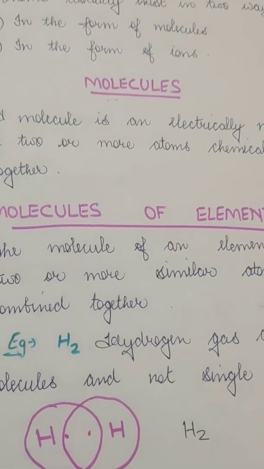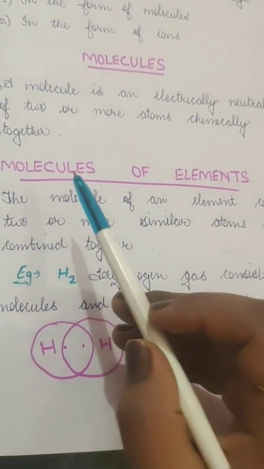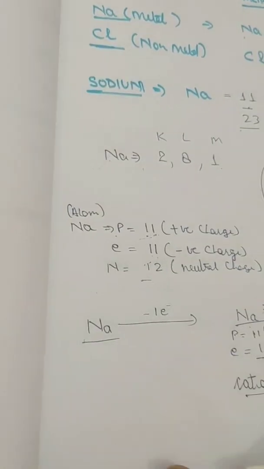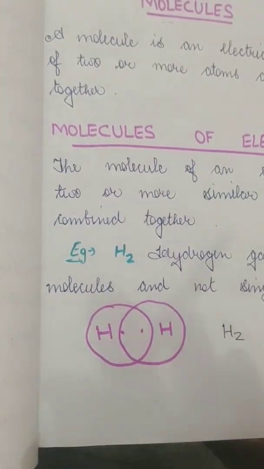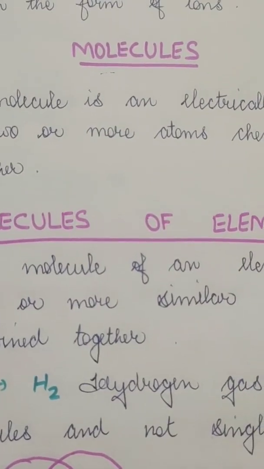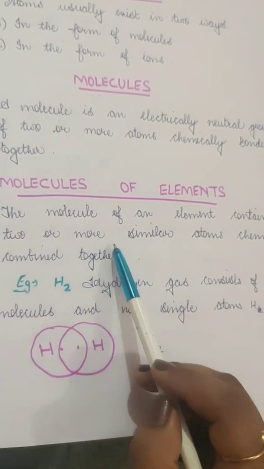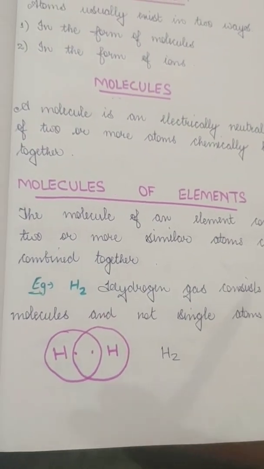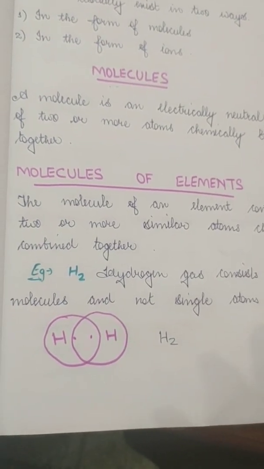Now next is the molecules of elements. We will be reading about two things, molecules of elements and molecules of compounds. Because we have read about compound formation before, we are reading about elements first. Molecules of an element means when the same atom combines twice. The molecule of an element contains two or more similar atoms chemically combined together. When two or more similar atoms combine together, they form a molecule of an element. So molecules of elements are very stable.